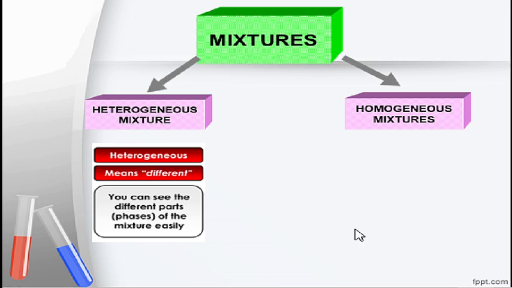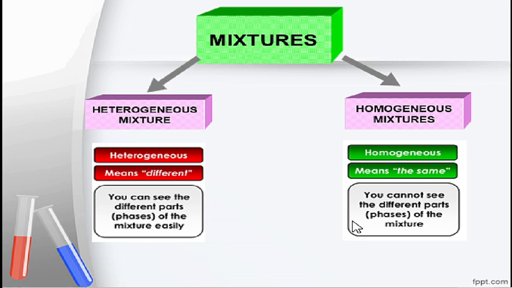For homogeneous mixture, homo means the same. So that means you can only see one phase of matter. If that is solid, then this is only solid. If that is liquid, then that is only liquid. If that is gas, then gas.